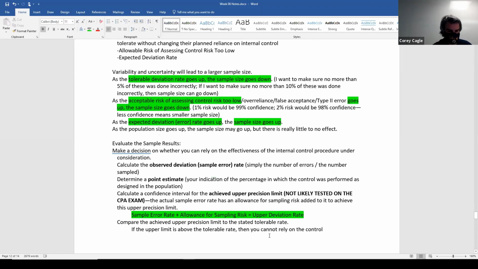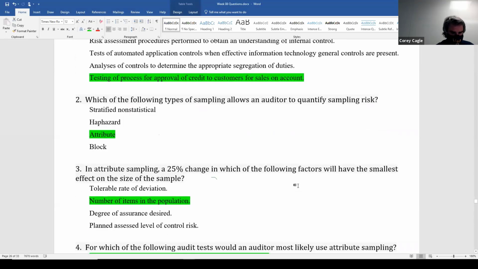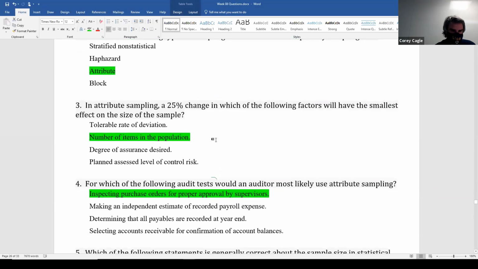Now let's look at some of these questions to see what types of things they might ask. These first are kind of easy. 3 is real easy. 2 is just, I think I made a special note about it because of this, but the number of items in the whole population would have the least effect on your sample size.